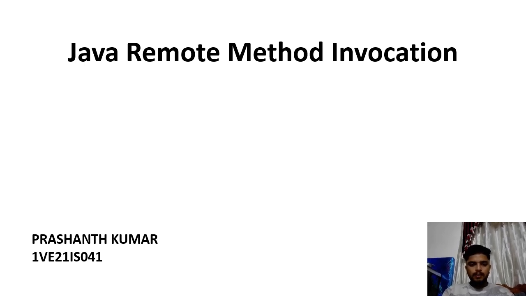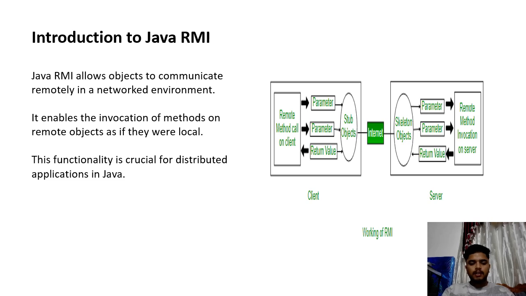Today we are going to discuss Java Remote Method Invocation. Introduction to Java RMI. Java RMI allows objects to communicate remotely in a networked environment. It enables the invocation of methods on remote objects as if they were local. This functionality is crucial for distributed applications in Java.